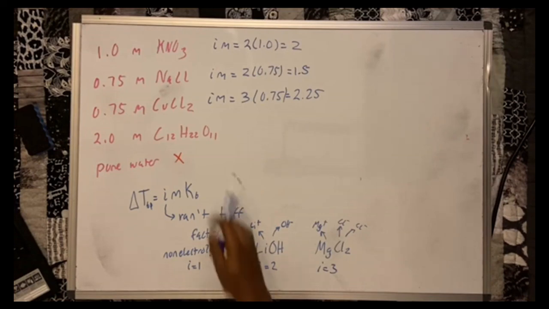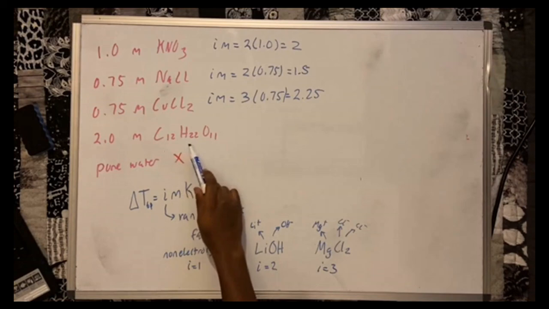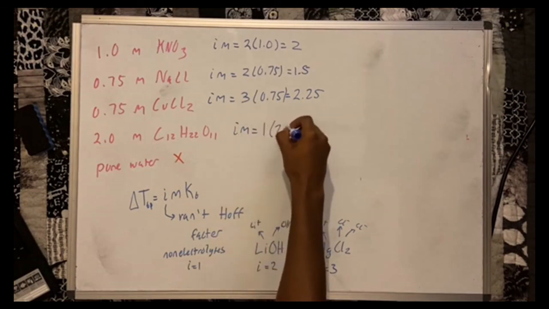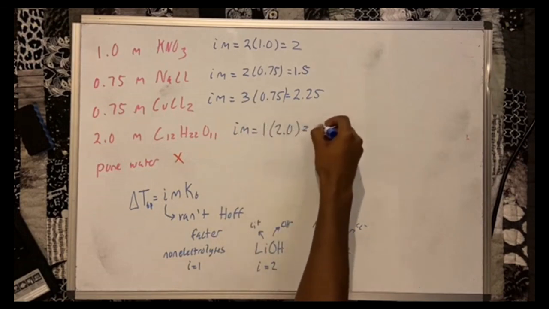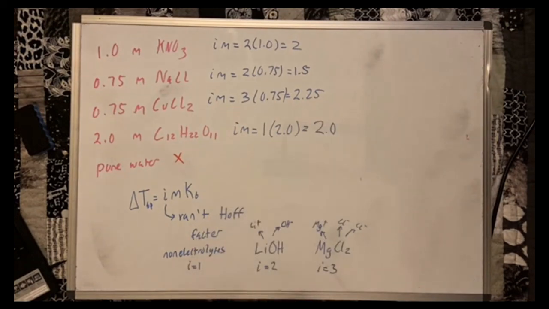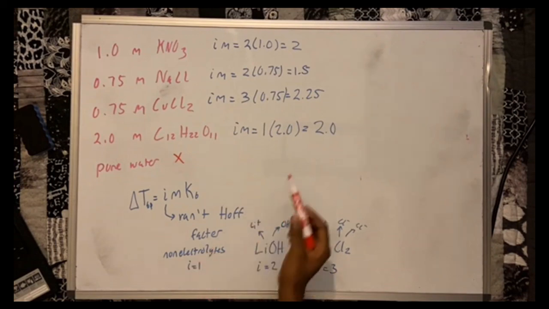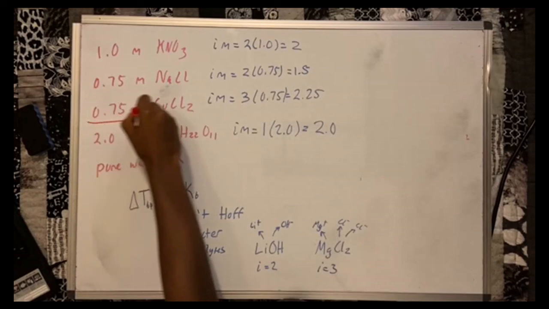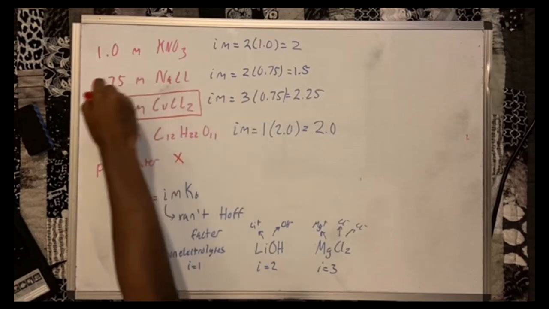Okay, and then generally things that are a bunch of carbons, hydrogens, and oxygens are just non-electrolytes. So for this, im is going to be 1 times 2, and so that's just going to be 2. So here, this one's the highest one. This copper right here is going to have my highest boiling point.